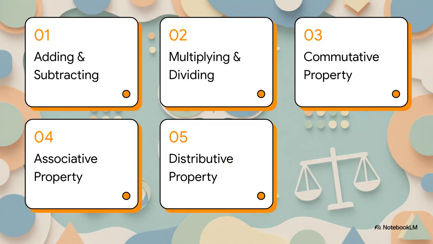Here's our game plan for today. First, adding and subtracting big numbers. Second, multiplying and dividing big numbers. Third, what is the commutative property? Fourth, what is the associative property? And fifth, what is the distributive property?